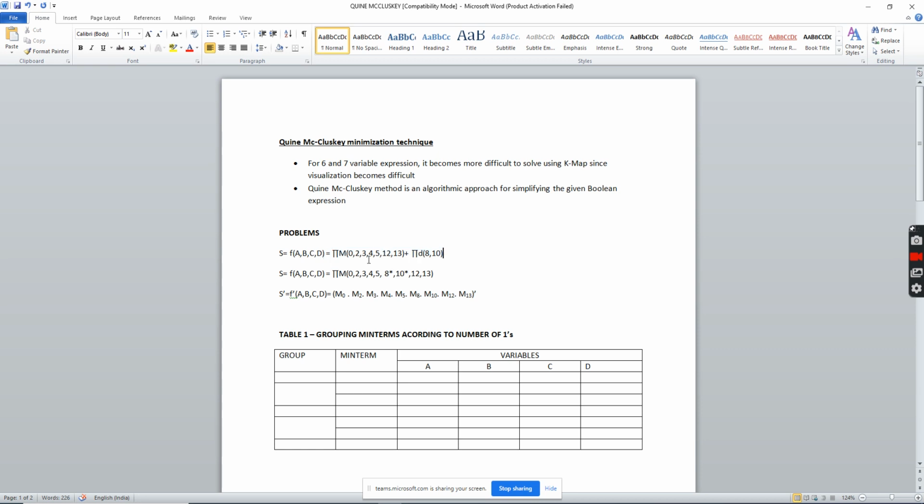So along with the don't care. So we will start now. So what is the question? S is equal to f of a, b, c, d is equal to pi M of 0, 2, 3, 4, 5, 12, 13 plus pi d of 8, 10. Fine. So how do we solve this?